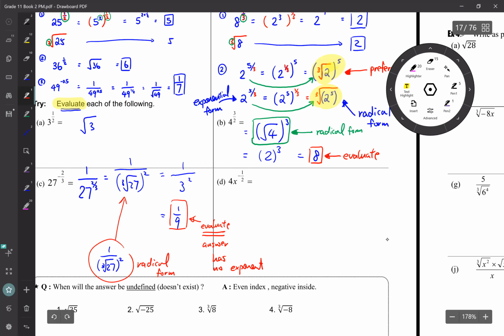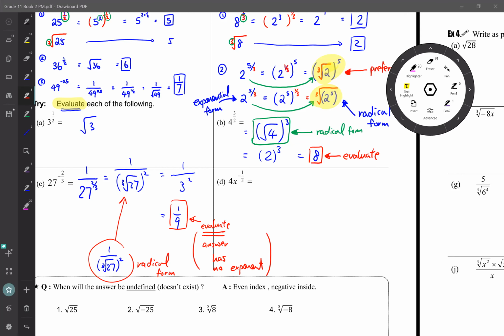That will be the rule. Okay, your final answer, you cannot see any exponent. So if there's an exponent, you've got to either put it into radical form and evaluate, right? Or square that, cube that. Okay, you have to use up your exponent. So please differentiate the two different answers. One is called radical form, one is evaluate.